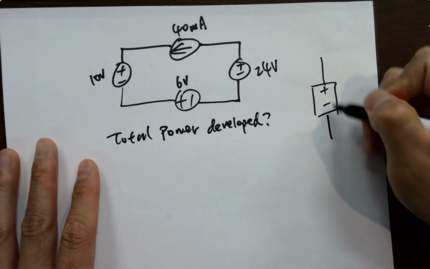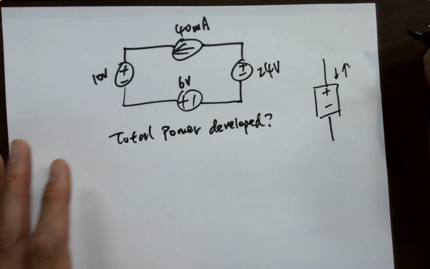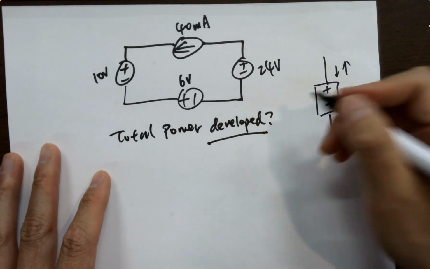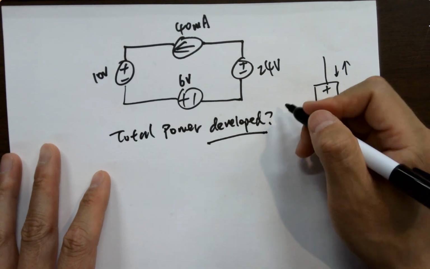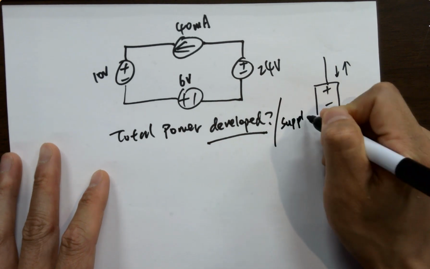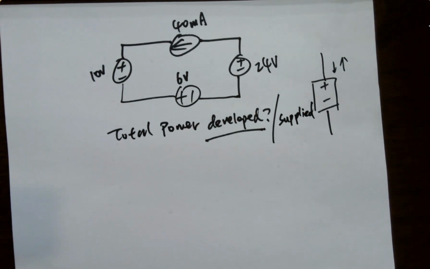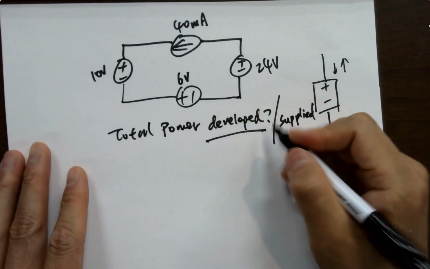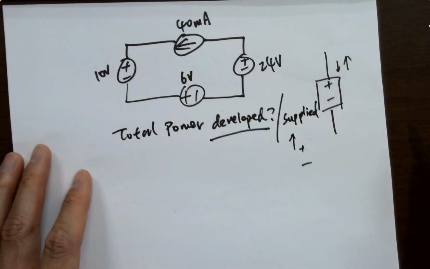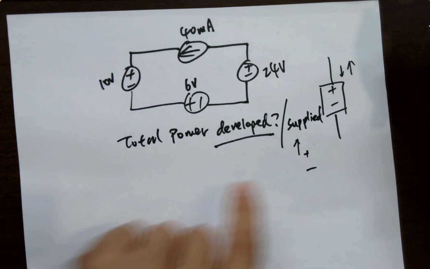So we have to convert it to this case and then look at whether the current is going in or going out to know if it's developing. Developed means it's sending, right? Developed or supplied, just different terminology. So it's actually going out. Okay? Let's see which one is absorbing and which one is developing.